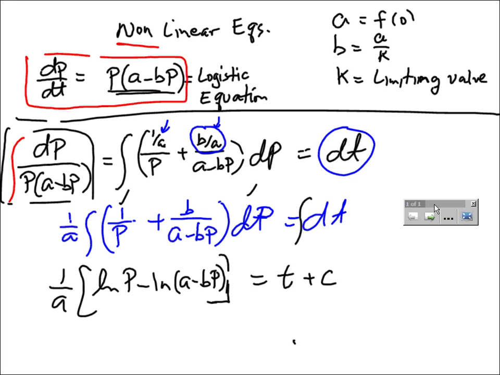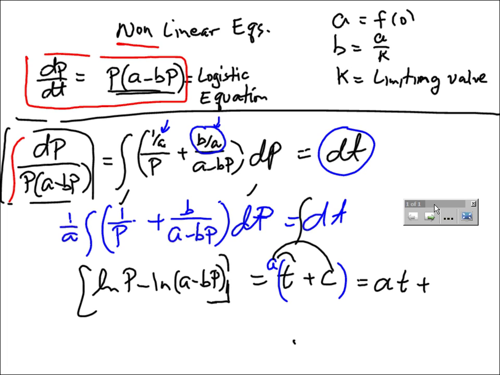So now we multiply both sides by a. I multiply the left side by a to kill off that a in the bottom. Multiply the right side by a. So the left side, to save space, is just what's in the brackets. The right hand side is going to be a times t plus a times c.